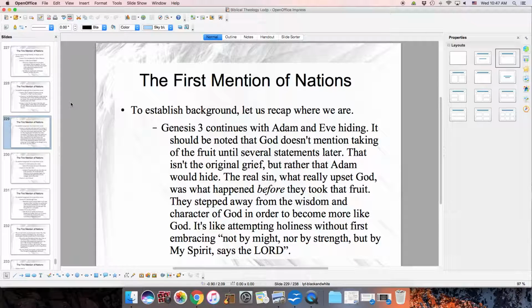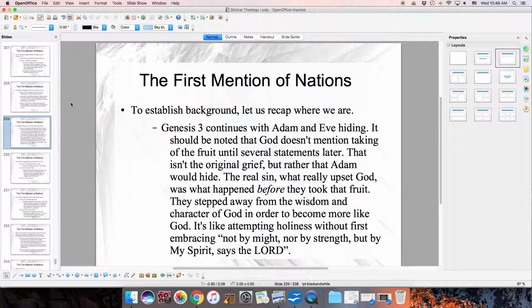To establish, Genesis 3 continues with Adam and Eve hiding. It should be noted that God does not mention taking of the fruit until several statements later. That is not the original grief, but rather that Adam would hide. So where we think God's going to be like, Adam, did you eat that fruit? Because he's all-knowing, right? And so obviously if he's all-knowing, he's going to already know that Adam did take of the fruit. He's going to come down with wrath and fury. But that's not what happens.